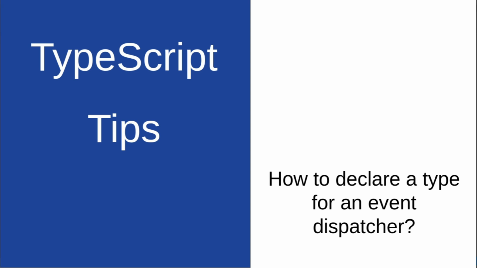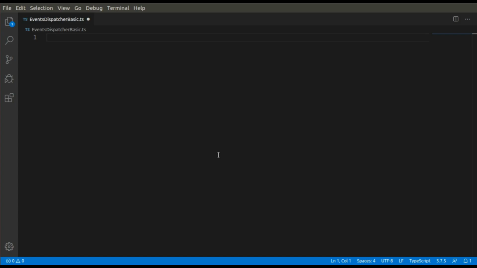To start, let's create a basic event dispatcher type declaration. To do it, let's add an interface. Let me name it EventsDispatcher, and it will contain two methods.